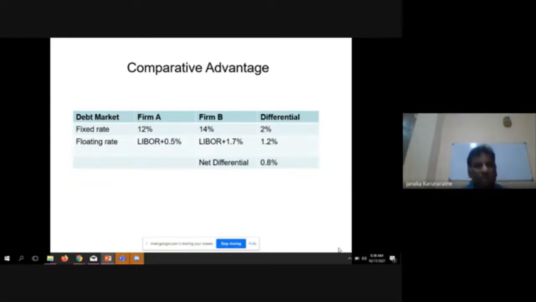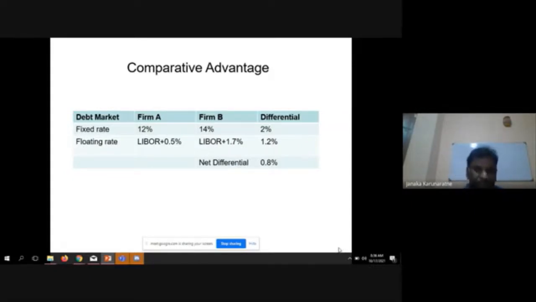Now, think about a case where the firm has an advantage in the fixed rate market. I mean comparative advantage. In both markets, fixed and floating, firm A has an advantage. But if you look at comparative advantage, looking at the differentials, firm A has a comparative advantage in the fixed rate market rather than the floating rate market. So that means firm B has a comparative advantage in the floating rate market.